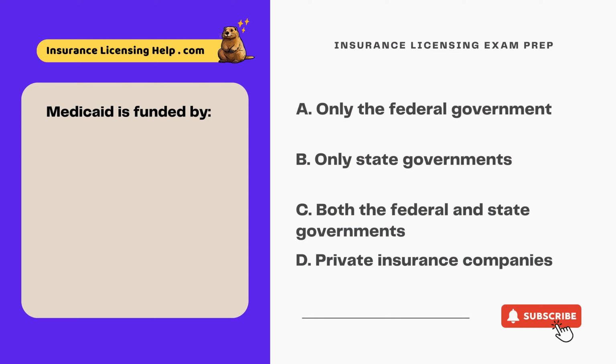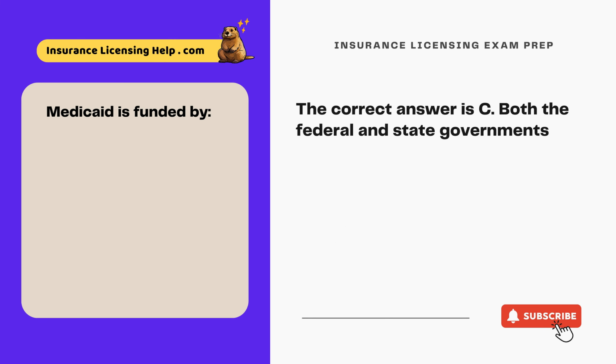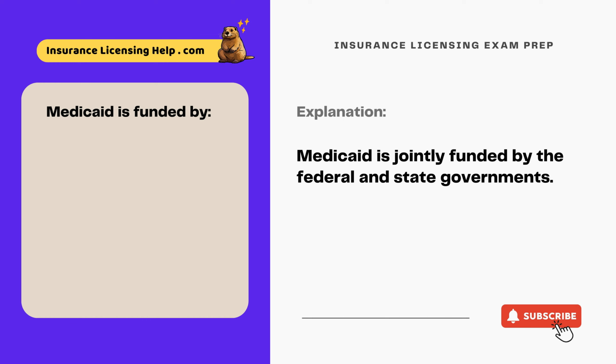Let's begin. Medicaid is funded by: A. Only the federal government. B. Only state governments. C. Both the federal and state governments. D. Private insurance companies. The correct answer is C. Both the federal and state governments. Medicaid is jointly funded by the federal and state governments.